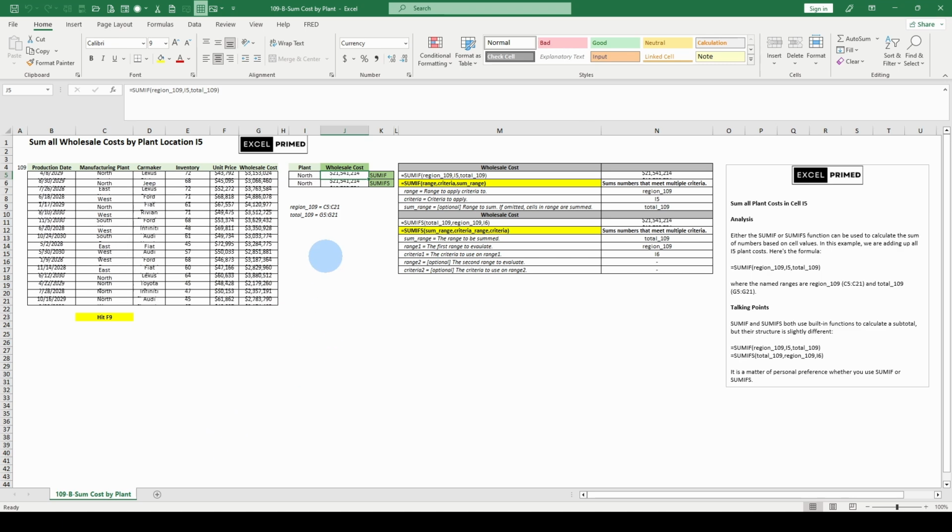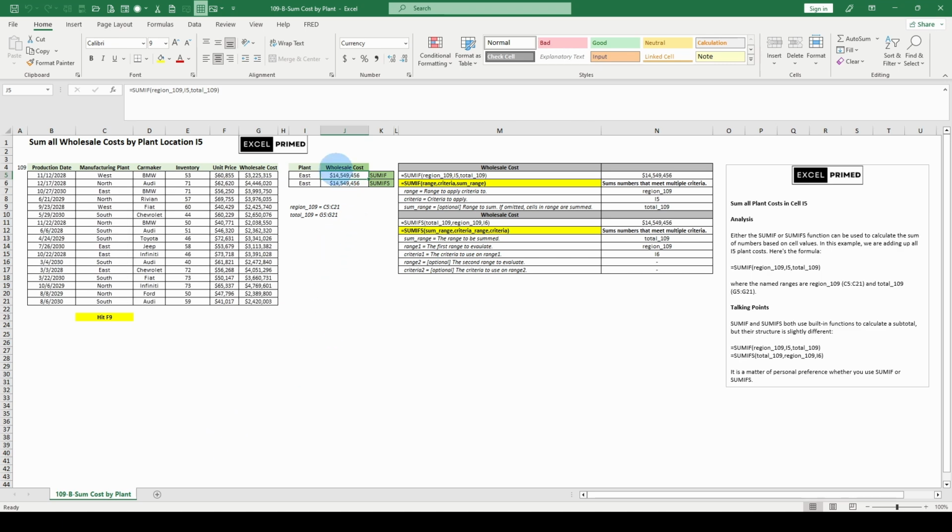We don't want to see west. We want east. We want to add up everything in the east. Here, plant east: find east and add them up. I'm not going to add up 14 million something, but what are we adding?